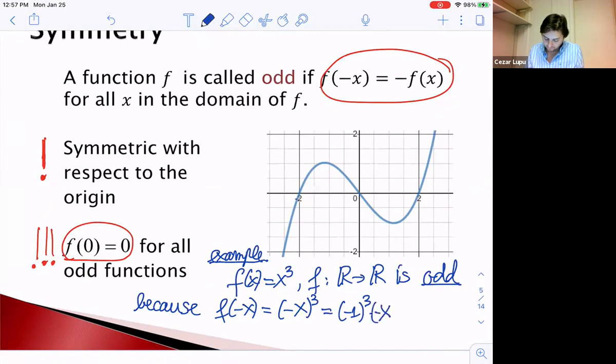So this would be nothing else than just, sorry, wait, let me write directly. So this would be nothing else than just negative 1 squared, negative x cubed, right? Which is negative f of x. That's it.